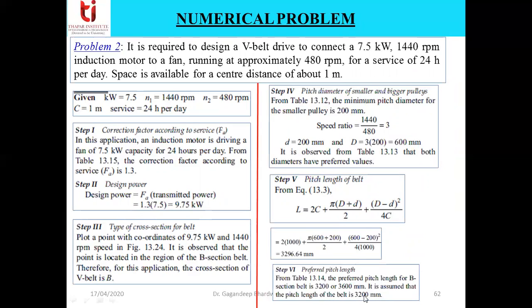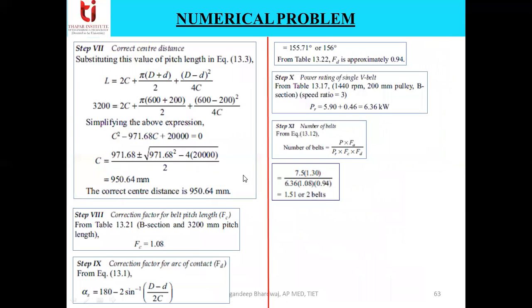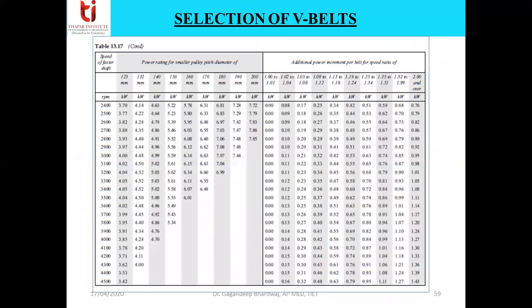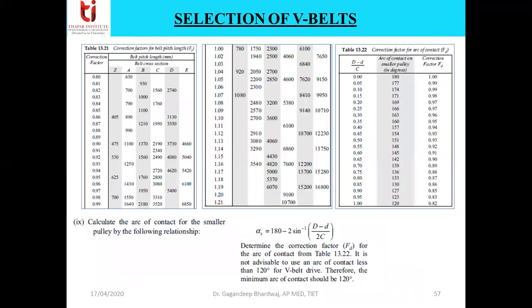Now we will substitute this 3200 mm in the expression for the pitch length of the belt, where small d and capital D are given, and you will calculate the corrected center distance between the two pulleys. By substituting 3200 in this expression, we will calculate the value of C. So the corrected center distance is 95.64 mm.